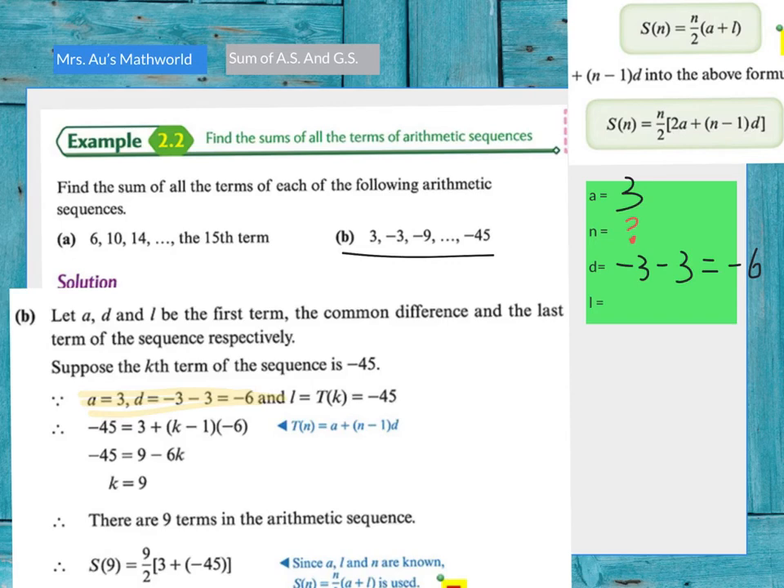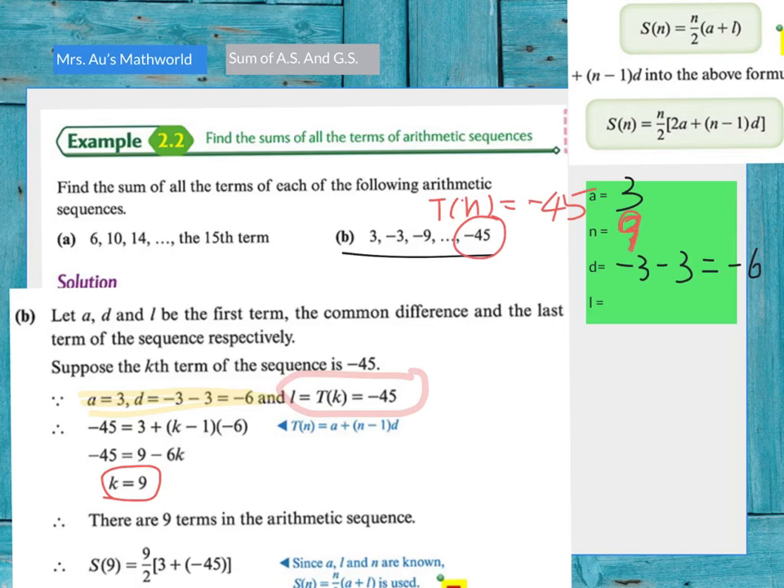So if you don't know how many terms there are, that means we need to set up an equation to find the nth term. This is the meaning here, that we use this piece of information to help us to find the nth term. So this Tn, or you say the last term, equals negative 45. From this piece of information, and then after that substituting inside, you can find out how many terms there are. This time you see there are 9 terms, so put n equals 9 after the calculation.